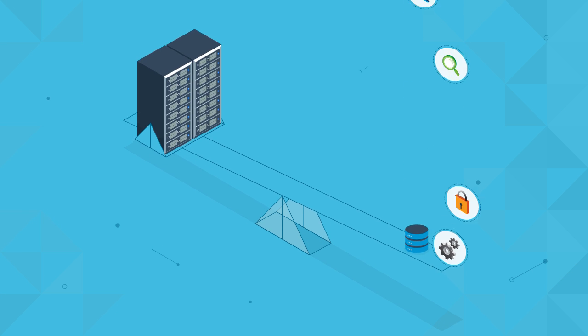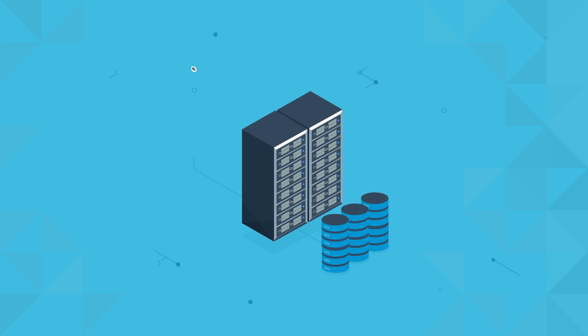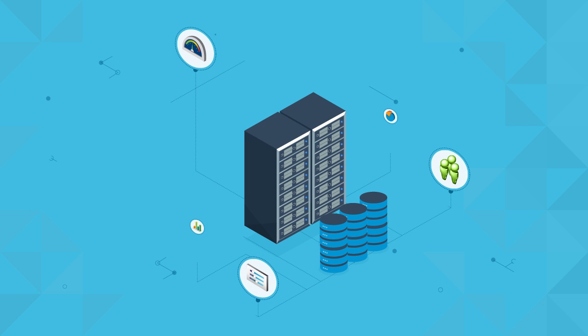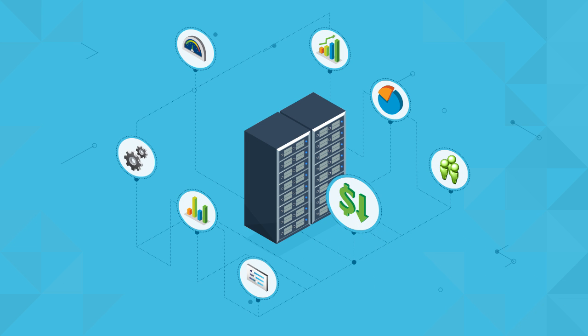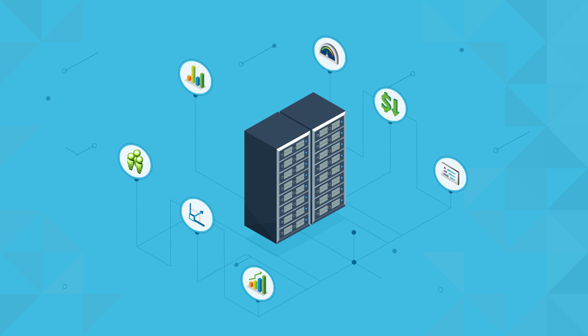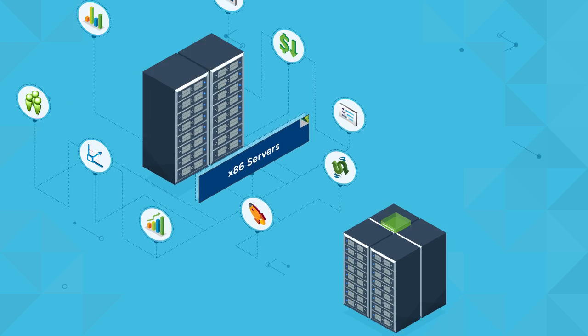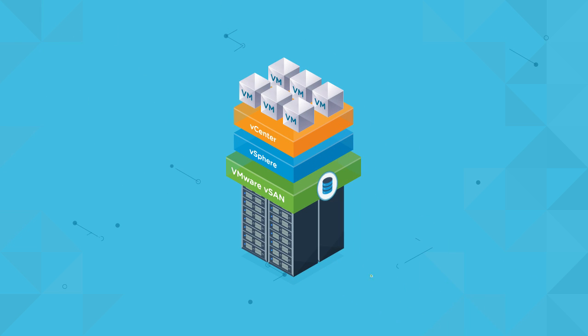IT operations are a balancing act. You must maintain efficiency, manage an increasingly complex storage infrastructure, and somehow reduce total cost of ownership. Hyperconverged infrastructure, powered by VMware vSAN, transforms industry-standard x86 servers and direct-attached storage into hyperconverged infrastructure. This eliminates high IT costs, complexity, and performance limitations.